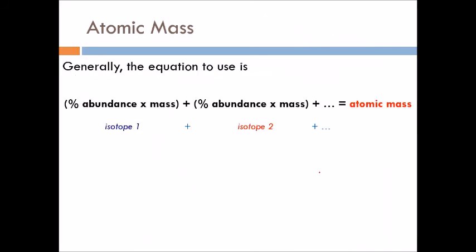The formula, once again, is the percent abundance, but make sure that you change it to the decimal. Move it over 2 decimal spots to the left because you're dividing by 100. Plus the second isotope's percent abundance times its mass. If you have a third isotope, you would just keep adding them in. A fourth isotope, a fifth isotope, say you were doing zinc, where you had to do all 5 isotopes, you just keep adding them in. And then eventually you would get the atomic mass.